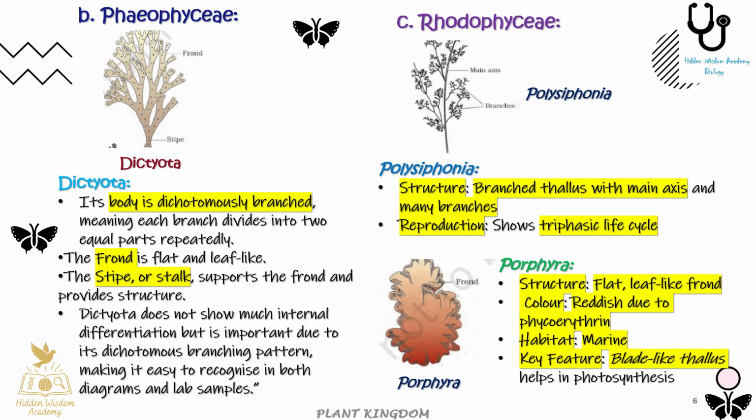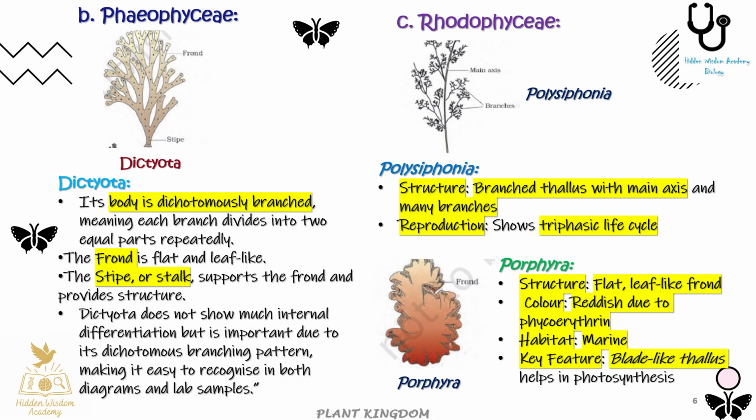Now observe the diagram of Dictyota, another common brown alga. Its body is dichotomously branched, meaning each branch divides into two equal parts repeatedly. The frond is flat and leaf-like. The stipe, or stalk, supports the frond and provides structure. Dictyota does not show much internal differentiation but is important due to its dichotomous branching pattern, making it easy to recognize in both diagrams and lab samples.